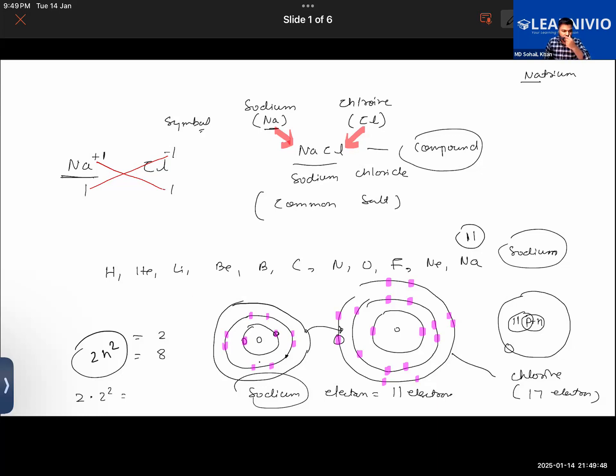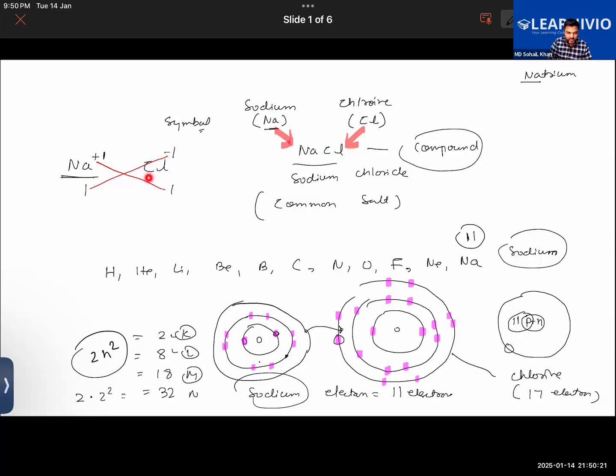So the octet rule basically states that an atom with 8 electrons in the outermost shell will be stable. So even if the shell has the capacity to hold more electrons, it does not hold more than 8 electrons. Going by the formula, K has 2, L has 8, M will have 18, and N can accommodate 32. But it does not do so because having 8 electrons makes it stable.